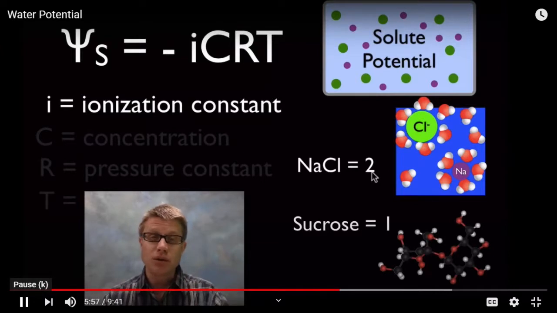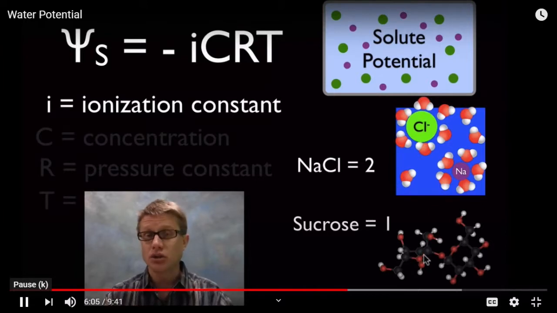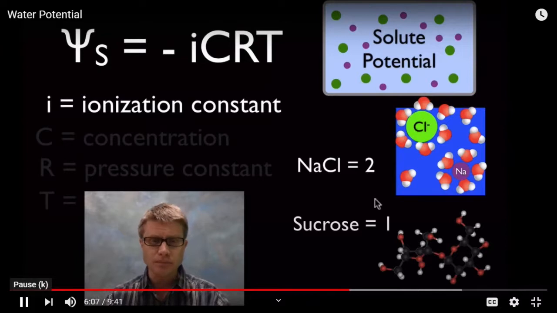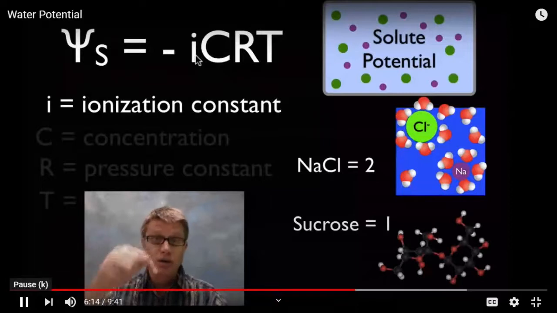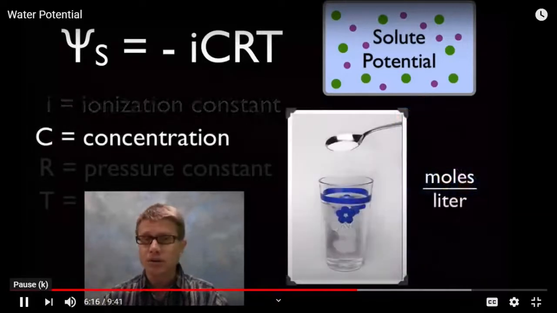That's really easy if we're dealing with something like sucrose, which is just table sugar. That's going to have an ionization constant of 1, because when you add sugar to water, it just stays as sugar. So we don't have to multiply anything. So again, if we increase the ions, we're increasing the i, and that's going to give us a lower solute potential. Okay, what about concentration?